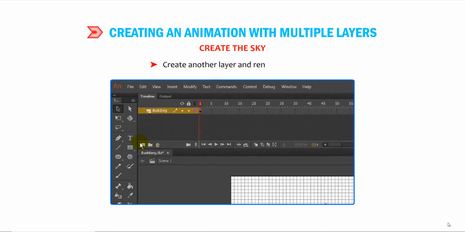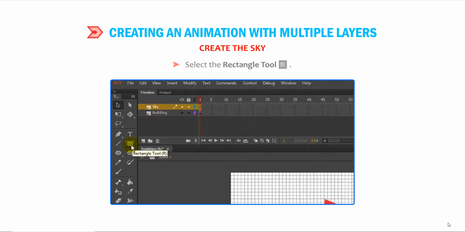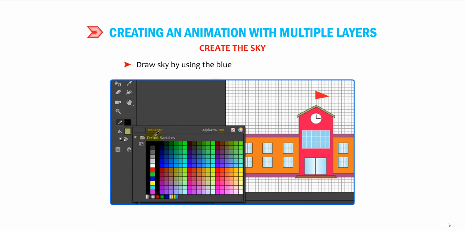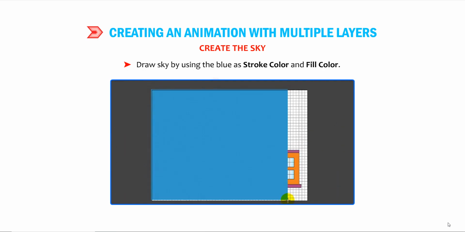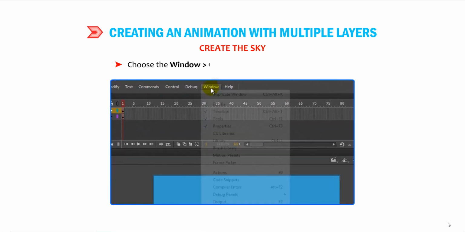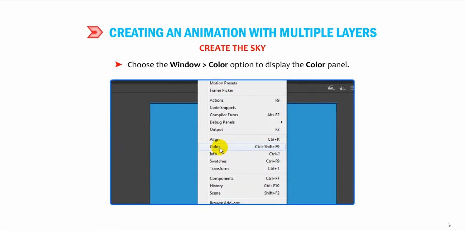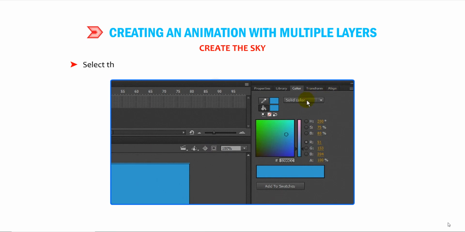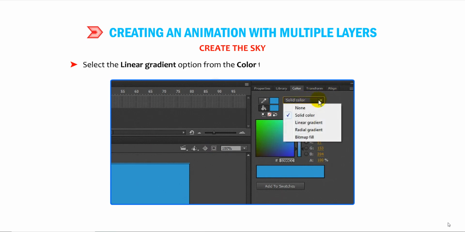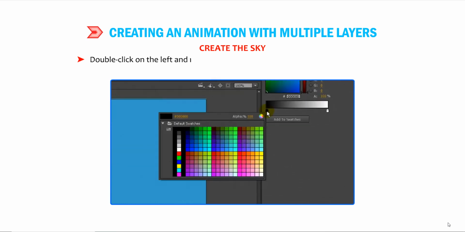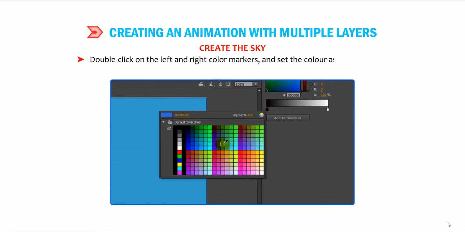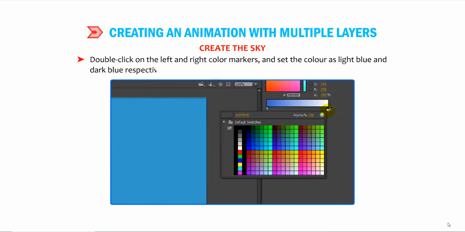Create another layer and rename it as Sky. Select the Rectangle tool. Draw sky by using the blue as stroke color and fill color. Choose the Window then Color option to display the color panel. Select the Linear Gradient option from the Color Type drop-down list in the Color panel. Double-click on the left and right color markers and set the color as light blue and dark blue respectively.